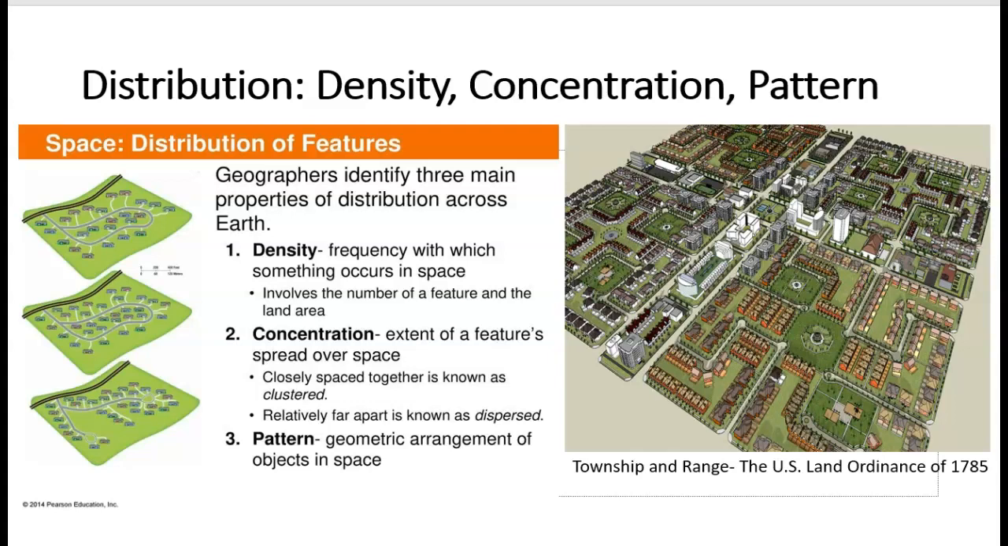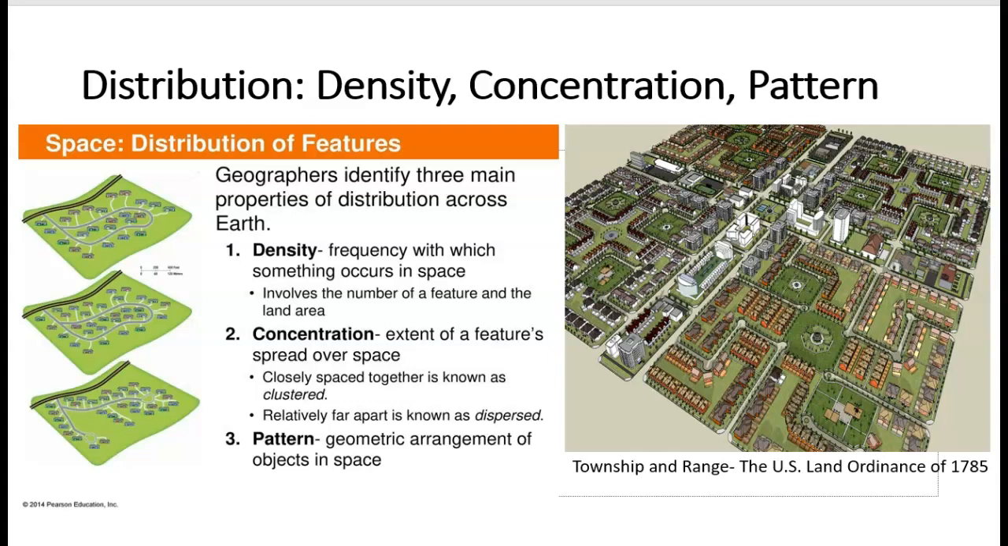And with distribution, you have subcategories, including density, concentration, and pattern. So geographers identify three main properties of distribution across Earth. Density is the frequency with which something occurs in space. It involves the number of a feature and the land area.